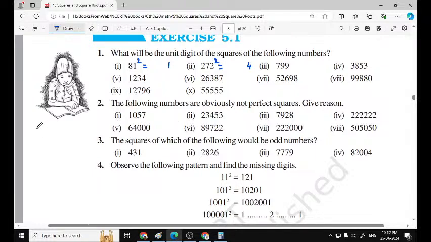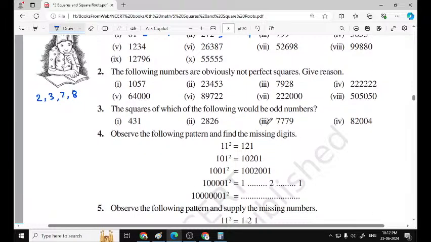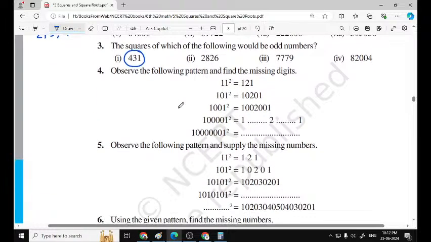A perfect square cannot end with 2, 3, 7 or 8; observe the end digits of the given numbers. The square of which of the following would be an odd number? The square of an odd number is odd, so the number which is odd, its square is also odd. Here we have to observe the pattern.